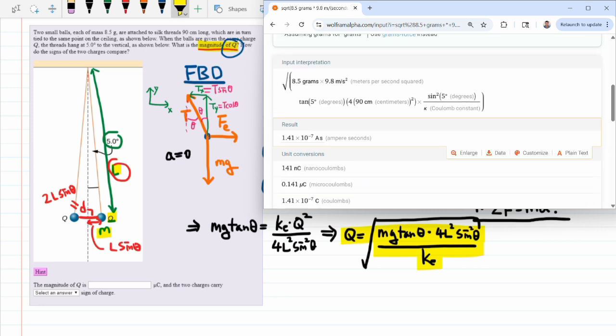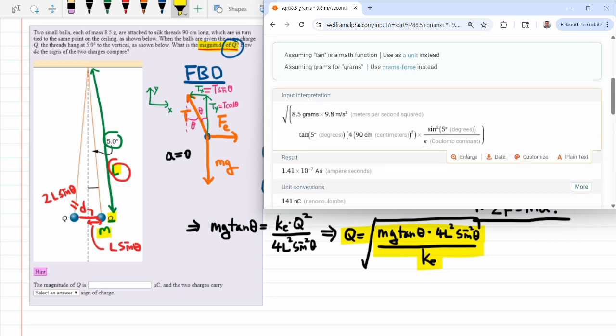So that's it for this example. In other lectures, we'll look more at the mathematical properties of Coulomb's law. Bye.